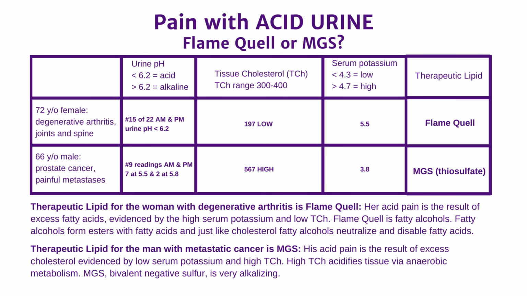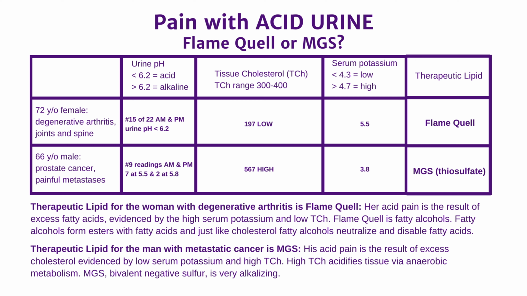The acid pain of the woman with degenerative arthritis is the result of excess fatty acids, evidenced by her high serum potassium and low TCH, tissue cholesterol. So she experiences great relief from Flame Quell. Flame Quell is fatty alcohols. Fatty alcohols form esters with fatty acids, and just like cholesterol, fatty alcohols neutralize and disable the fatty acids.